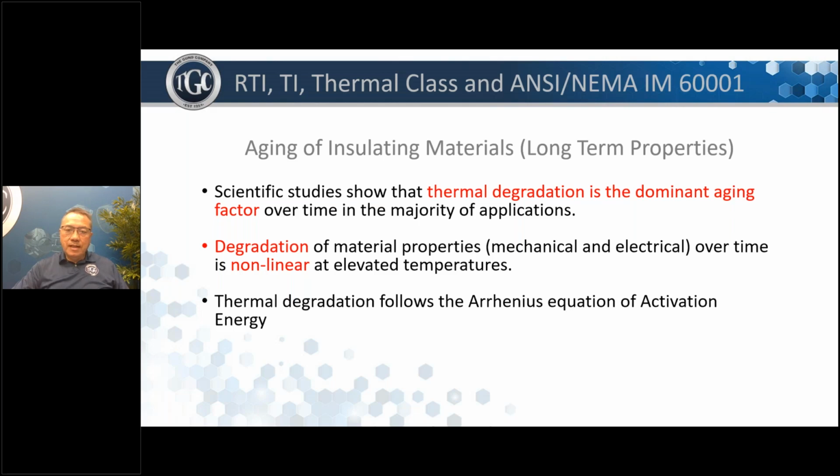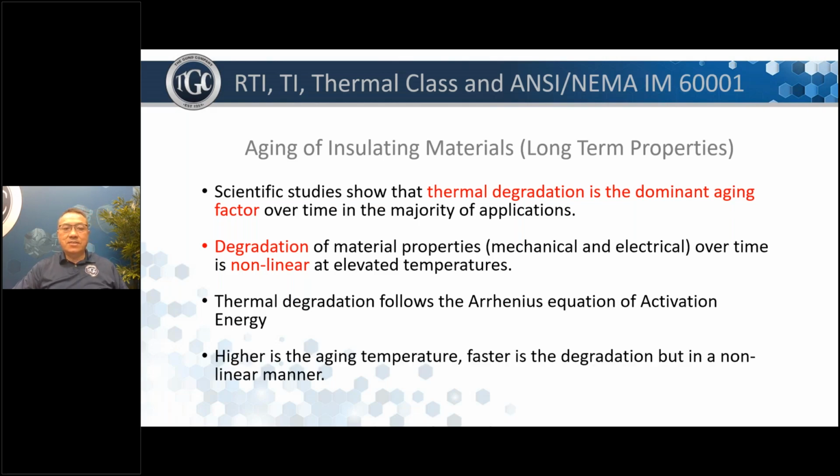And with UL, long-term thermal aging for materials covered under UL 746B: mechanical is tensile, and if the material is thick enough, impact also. Electrical is always dielectric strength. The thermal degradation follows the Arrhenius equation of activation energy. What it means is that the higher the aging temperature, the faster is the degradation, but in a non-linear manner.